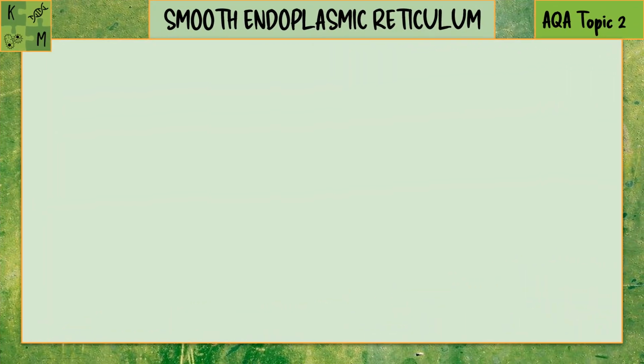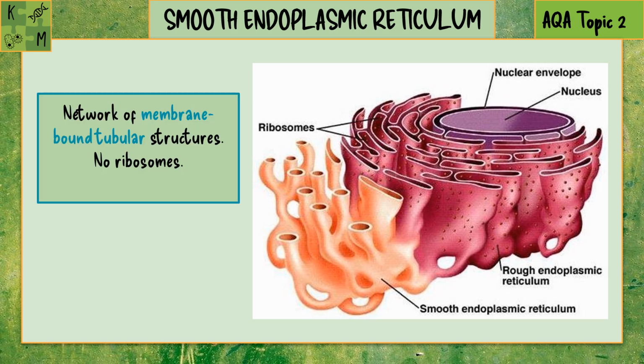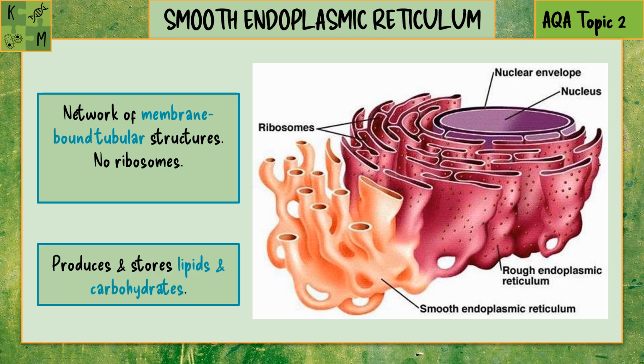So we've dealt with the rough endoplasmic reticulum and its role within protein synthesis, but now we come to the smooth endoplasmic reticulum. So this is a part of the endoplasmic reticulum that does not have any ribosomes on its surface. So again, it's membrane bound, but this time rather than flattened sacs, we see more tubular-like structures. And this smooth endoplasmic reticulum is involved in the production and storage of lipids and carbohydrates.